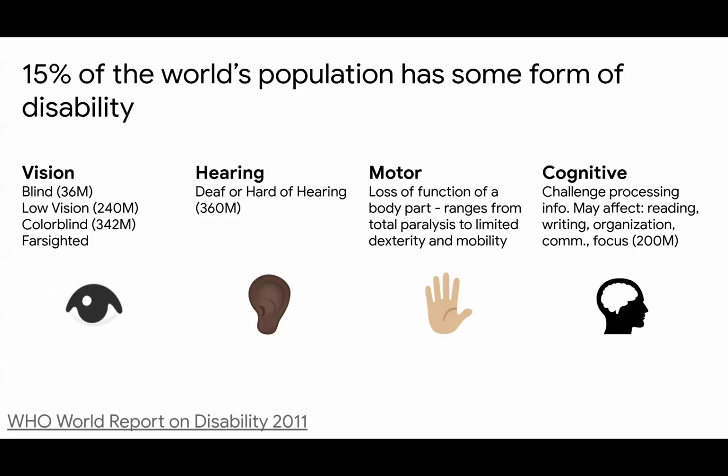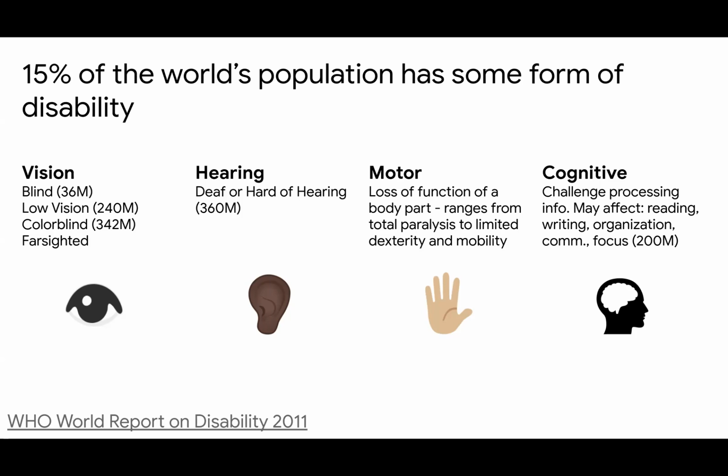So why accessibility matters? 15% of the world's population has some form of a disability. We like to categorize disabilities in a few different buckets to make it a little easier to conceptualize and talk about, and also to provide a framework for some of the built-in accessibility features we're going to be talking about later. The first bucket is vision, and that can include blindness, low vision, color blindness, farsightedness. Our second bucket is hearing, so deaf or hard of hearing.